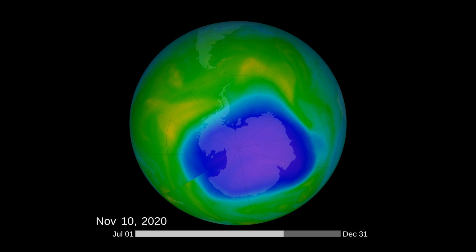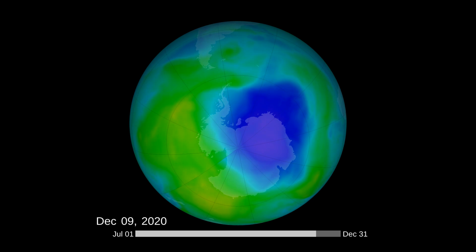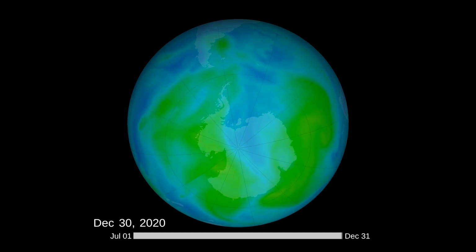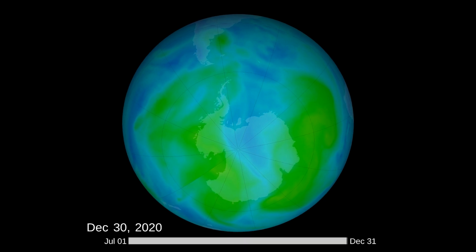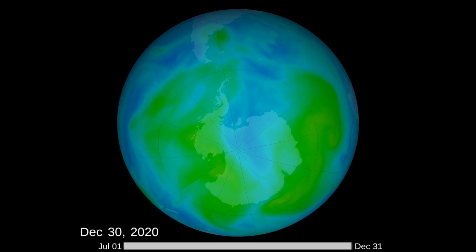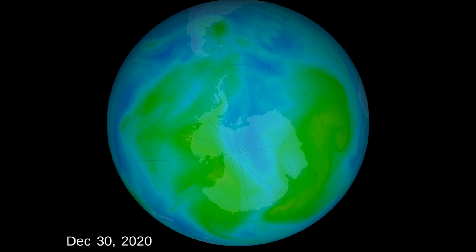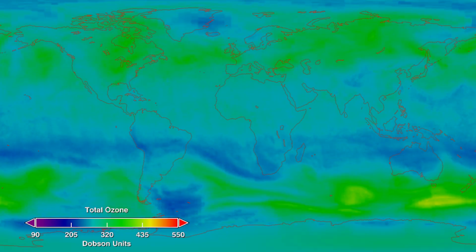In mid to late spring, the vortex begins to break up, and the polar air depleted of ozone is mixed back into the rest of the Southern Hemisphere. The ozone hole is gone. Ozone depletion has still occurred, it's just no longer all concentrated in one small area. It's spread around the atmosphere.